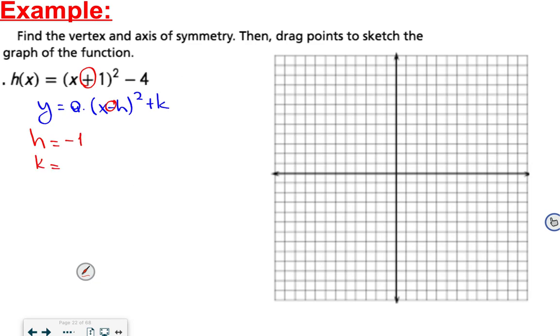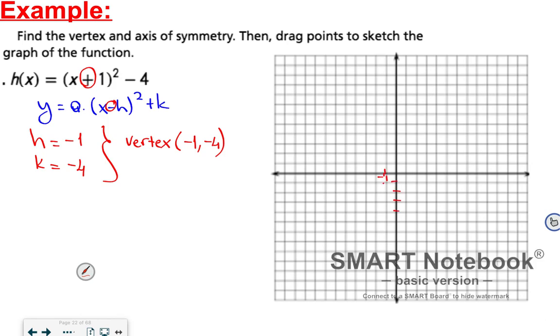What is the k? K is negative 4, which means h is negative 1, so you need to move your function 1 unit to the left. Horizontal shift to the left. K is equal to negative 4 means you need to move your function 4 units down. So your vertex for h of x will be negative 1 and negative 4. You need to start graphing the function, plotting the vertex first. Negative 1 and negative 4. Negative 1, negative 2, negative 3, negative 4. So this is your vertex.